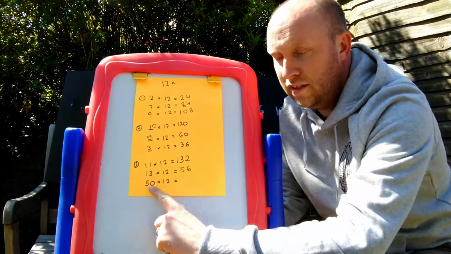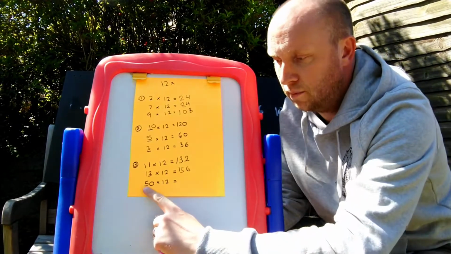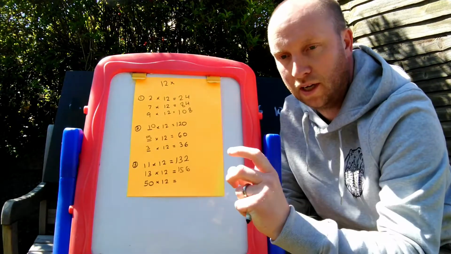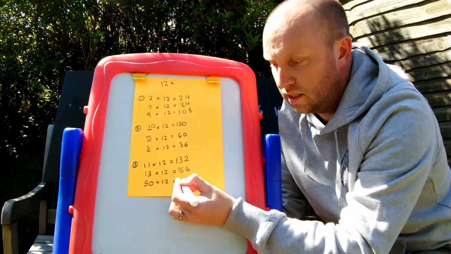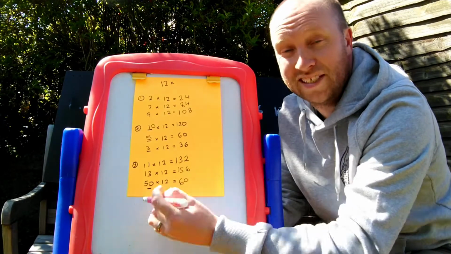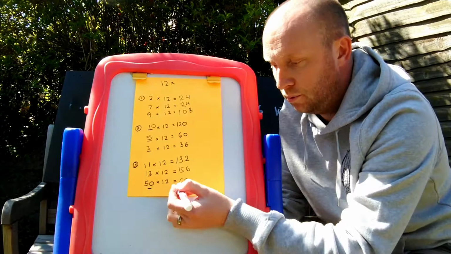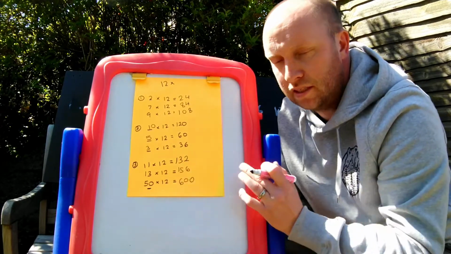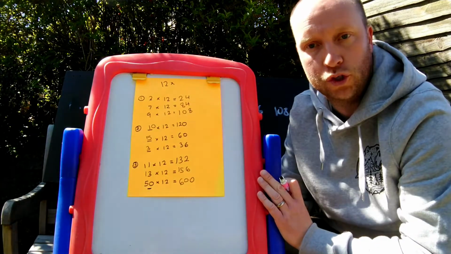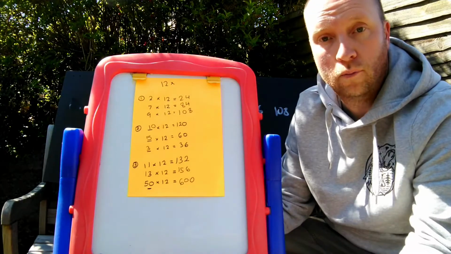And then finally, 50 times 12. Now, let's ignore the 50 for a second and just think of it as 5. If it was 5 times 12, we know that's 60. But because it's 50, it's 10 times bigger, our product, our answer, is also going to be 10 times bigger. So that's 600. Okay. Well done if you've got all of those.